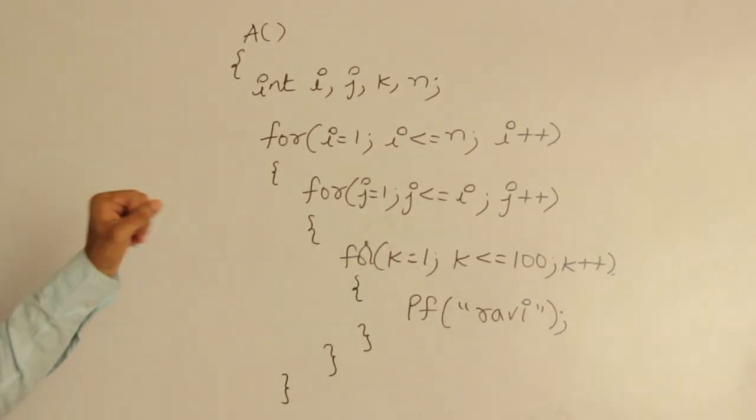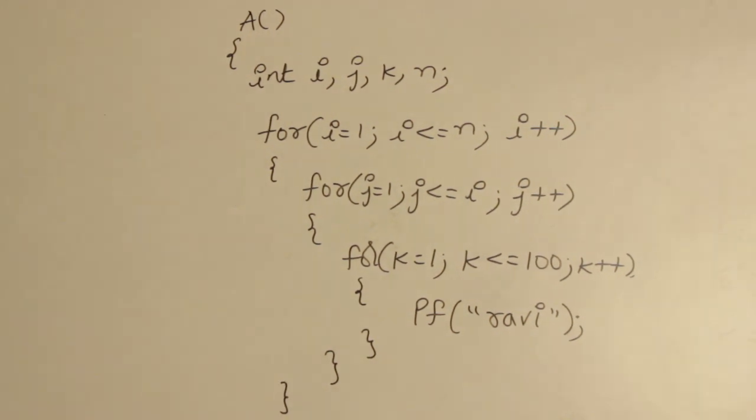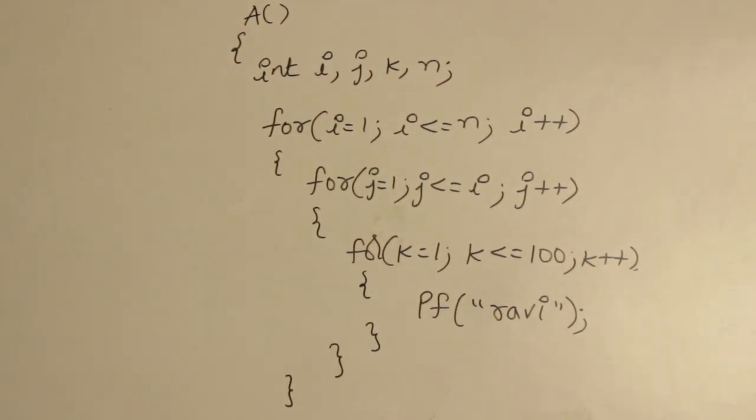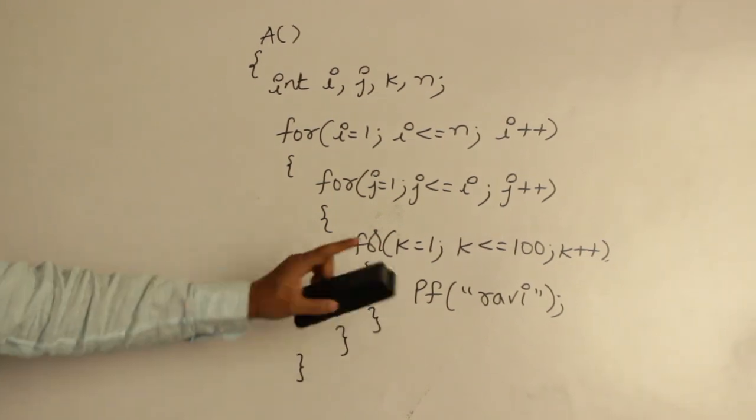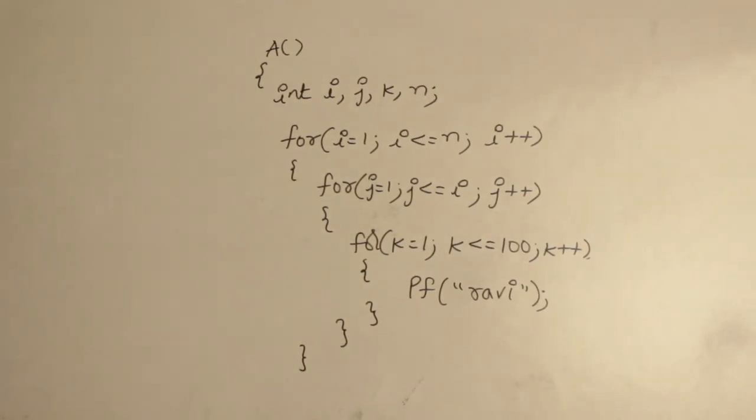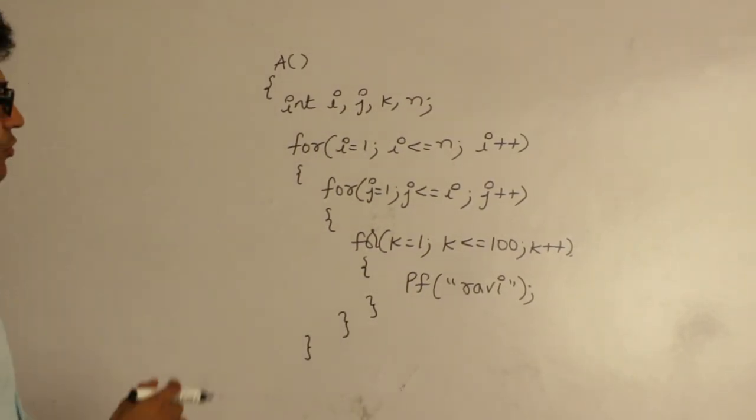So whatever happens, every time you get into this j loop, you will execute this 100 times. Okay. So how to analyze this is, just see what the value of i is, and for each value of i, how many times this will be printed. That way we can actually unroll the loops.